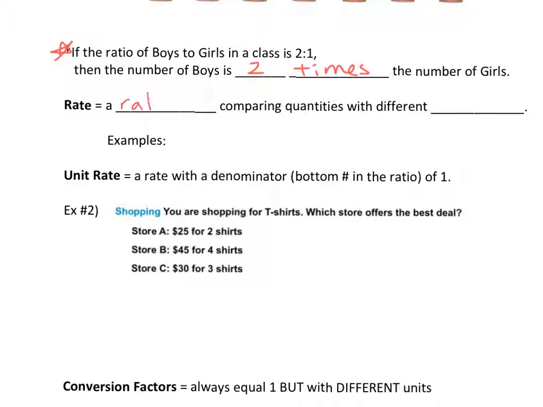It's a ratio comparing quantities with different what? Do you know? Can you think of what a rate would be? Like your speed is a rate. What's your speed usually in? Height. Distance.